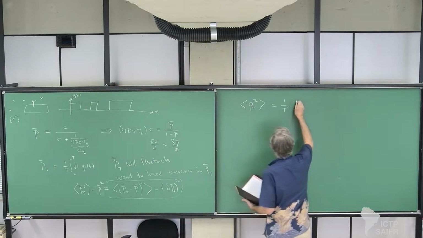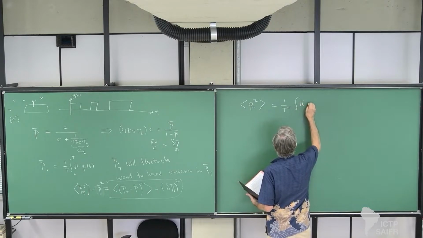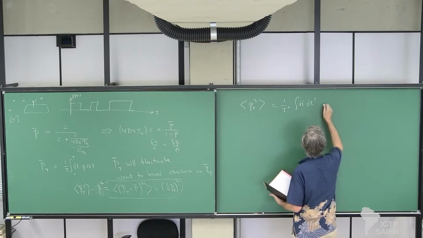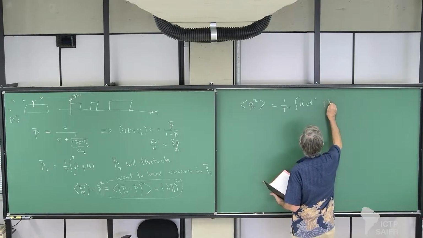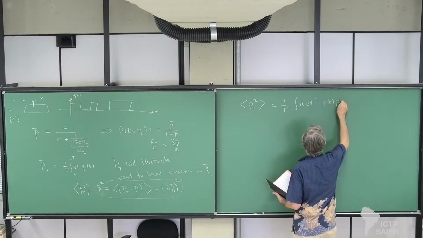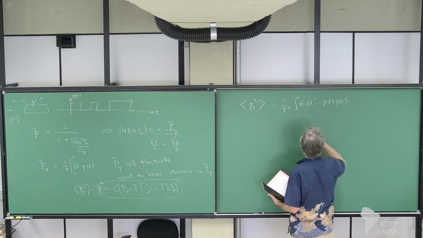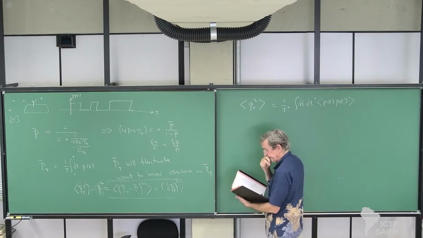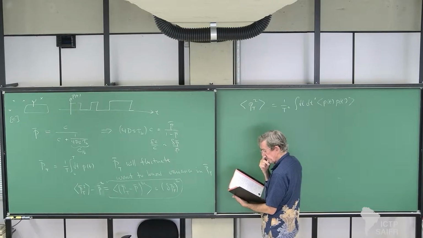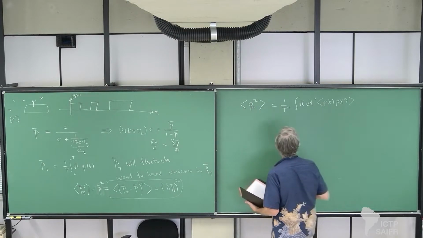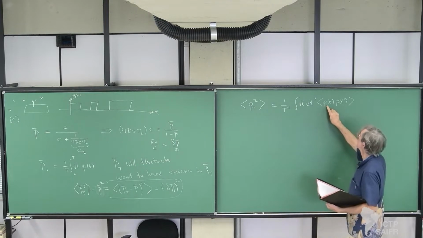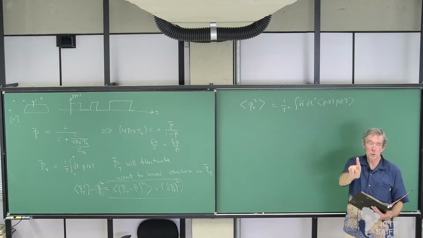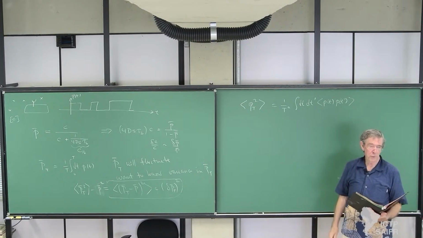Okay, so I've got to integrate dt prime, p of t prime. And now I'm going to be averaging that. Somewhere I have to learn about the average of a product of the occupation number at one time and the occupation number at another time.